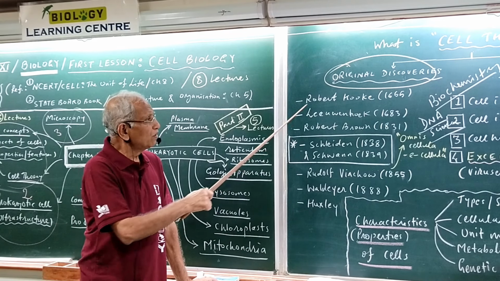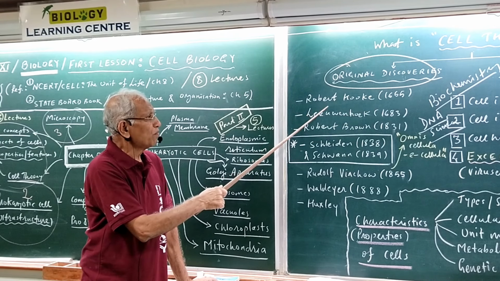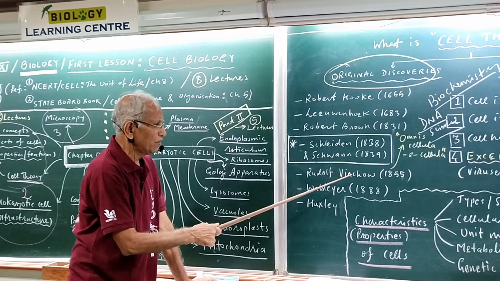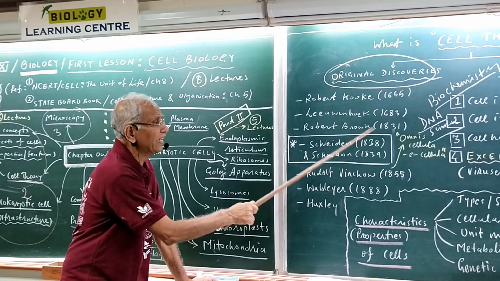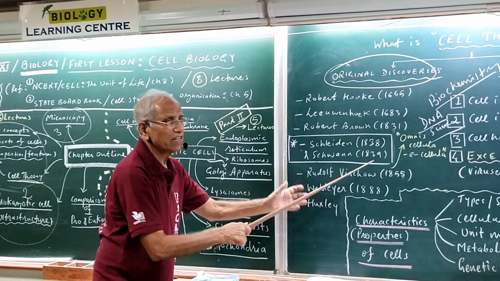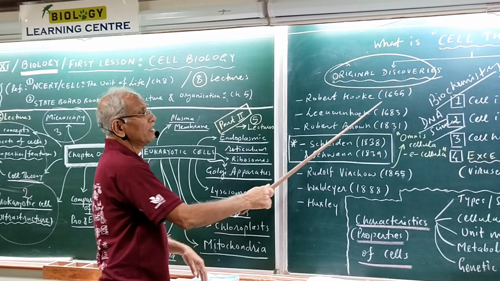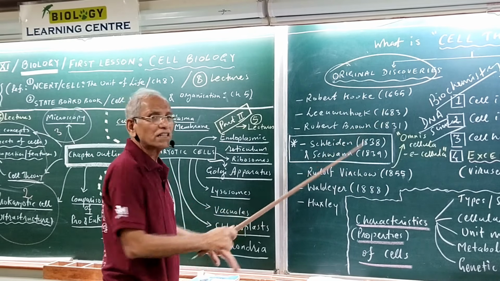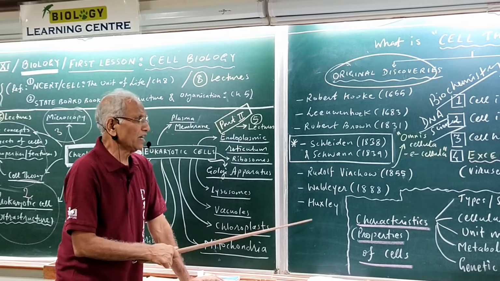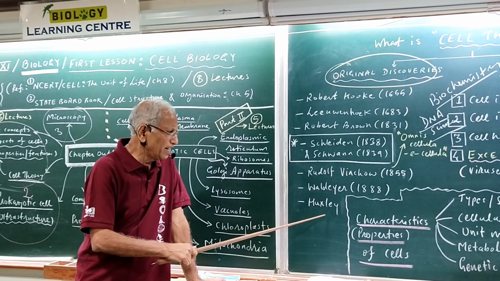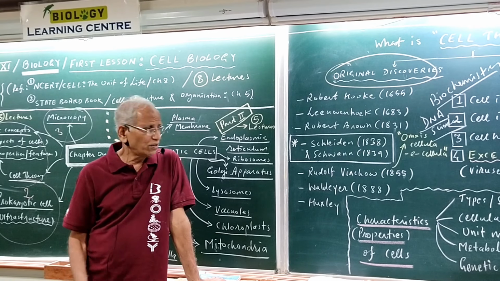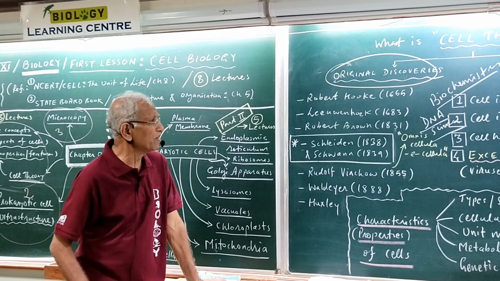Please understand, this was much older time. Robert Hooke and Leeuwenhoek, 17th century. Robert Brown, Schleiden, Schwann, Rudolf Virchow, and Valdier, 19th century. This is 19th century. 1888, 1855, 1839 is 19th century. 1665, 1683, this is all 17th century. Huxley is in the 20th century, and he worked right up to, I think, 1974. And so that was 20th century, so no year is being written here.